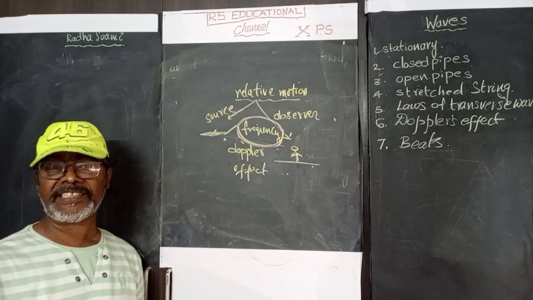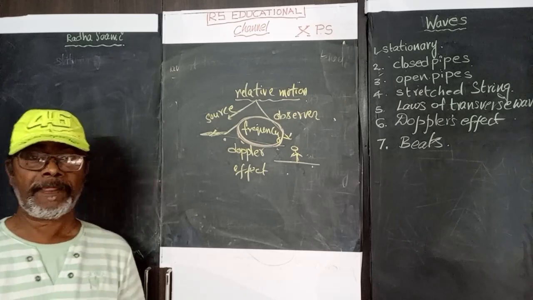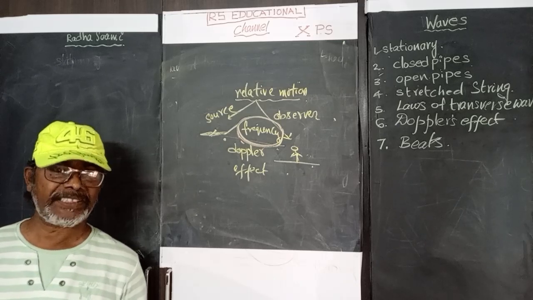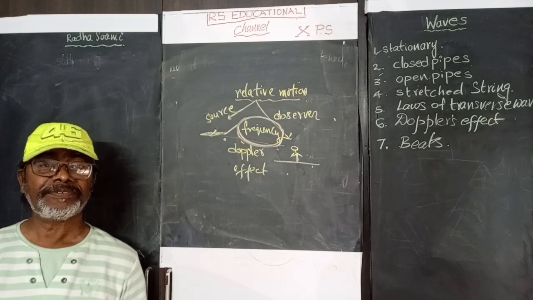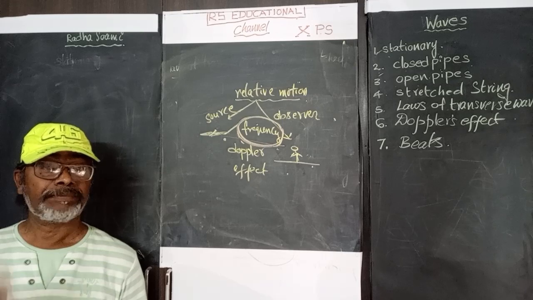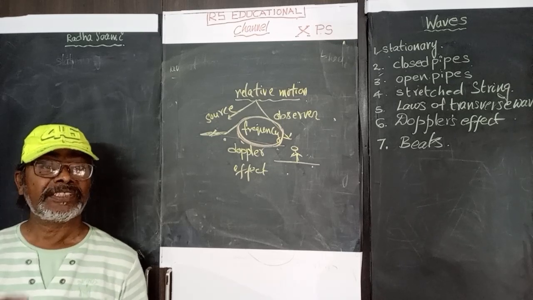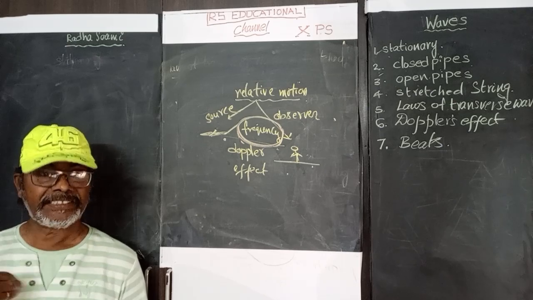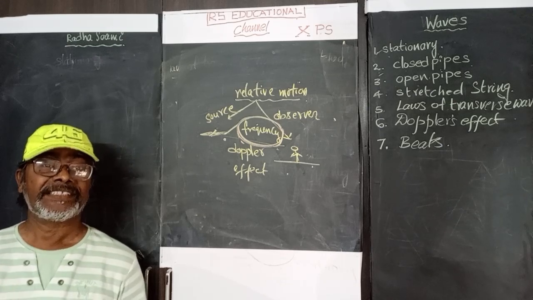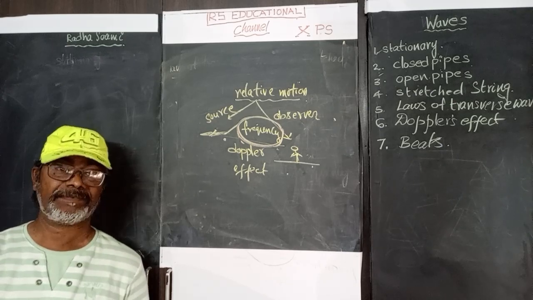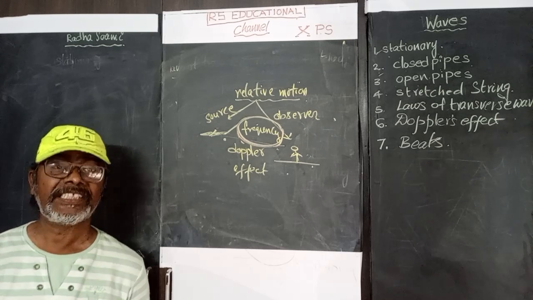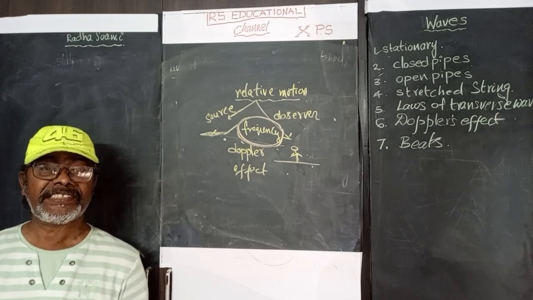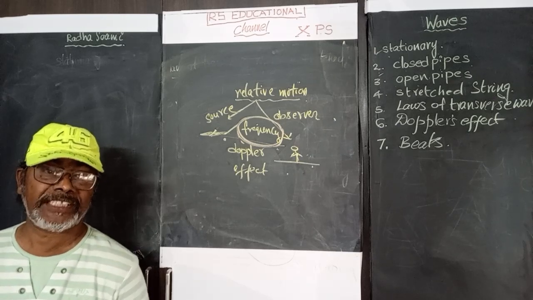Suppose you are outside the railway station, when the train is coming towards the station or going away from the station. Without observing the train, by listening only to the sound, due to the change in the frequency, you can say very easily whether it is coming towards us or away from us. That effect is called Doppler effect. So, change in the frequency due to relative motion of source and observer.